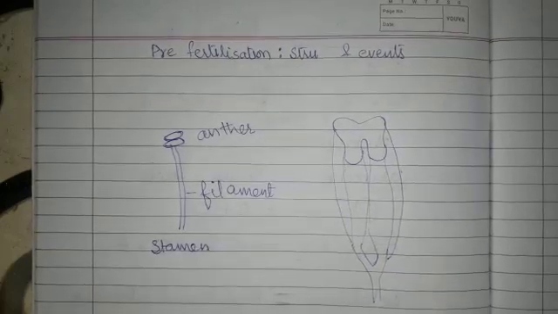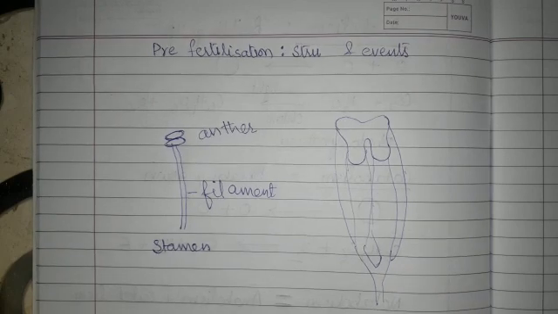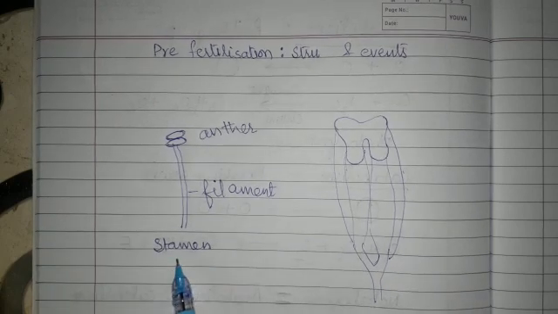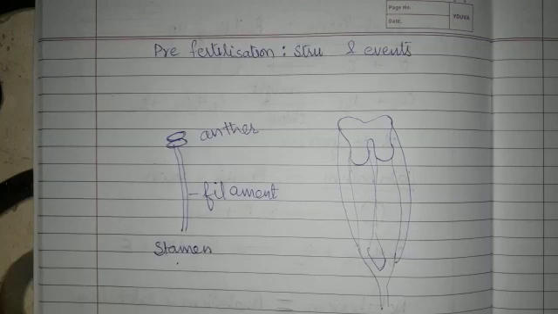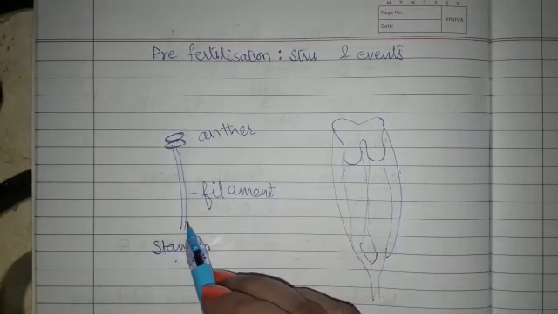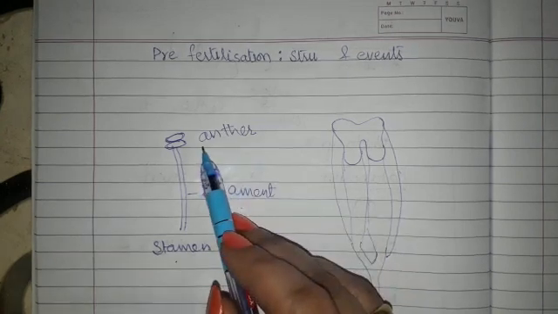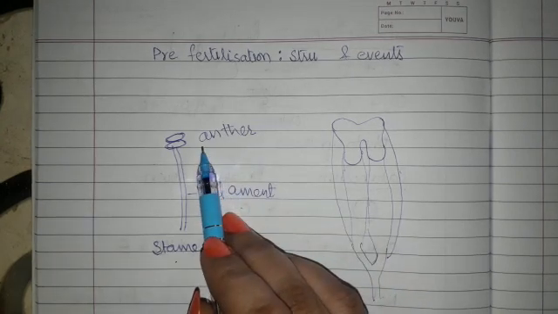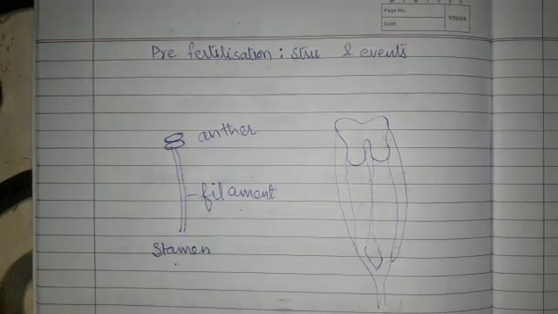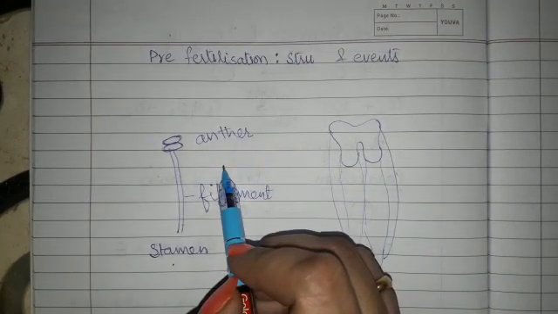Now, the next topic is stamen, microsporangium and pollen grains. The male part in the flower, that is stamen, consists of a long cylinder stalk which is called filament, and at the end there are present bilobed structures, two bilobed structures which are called anther.